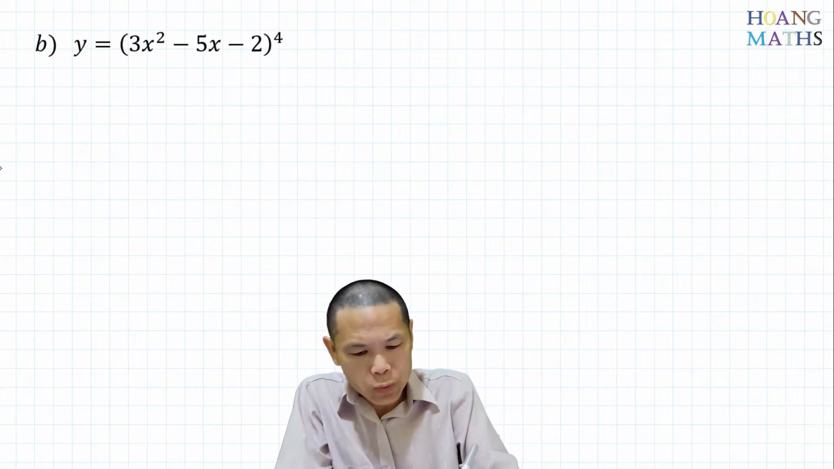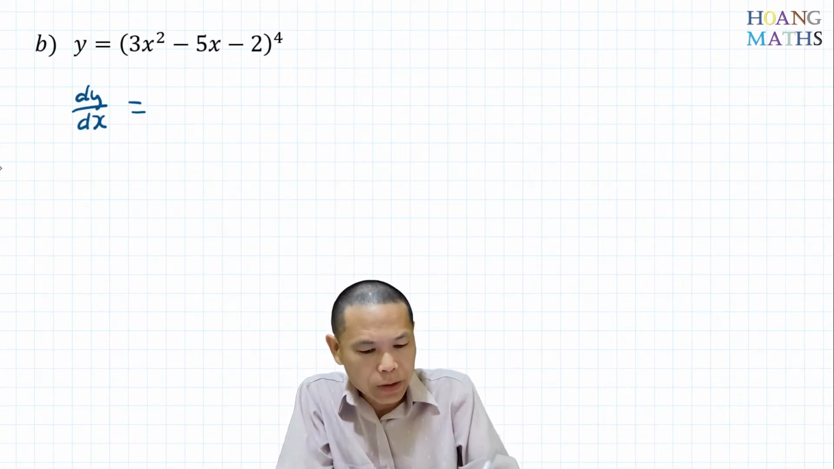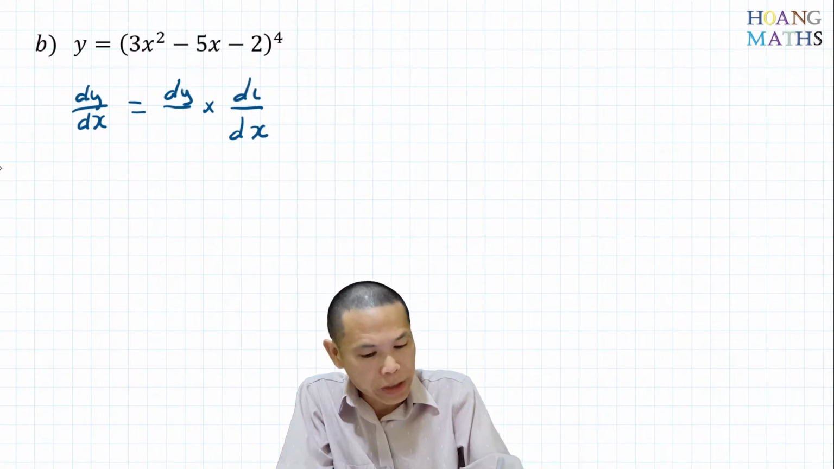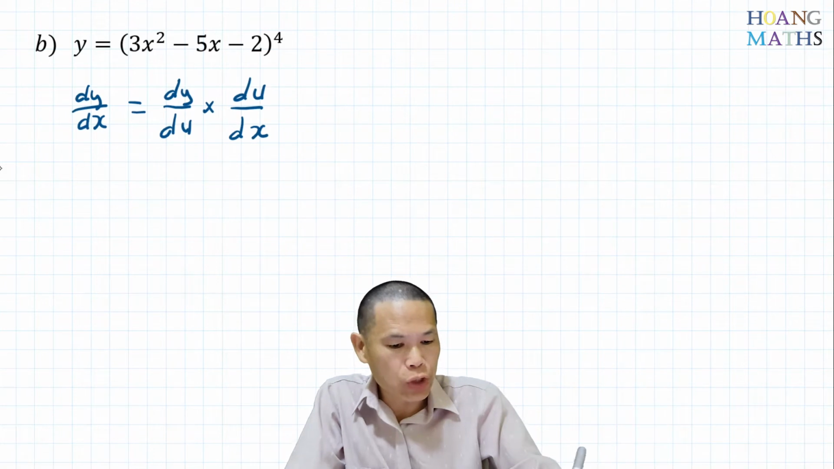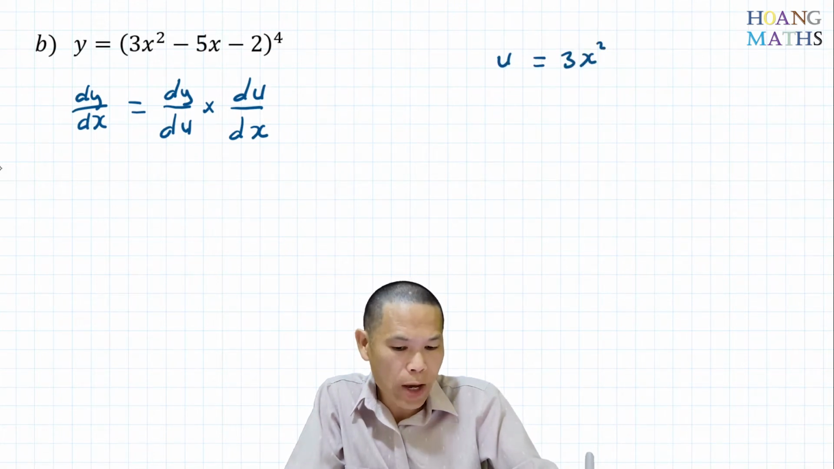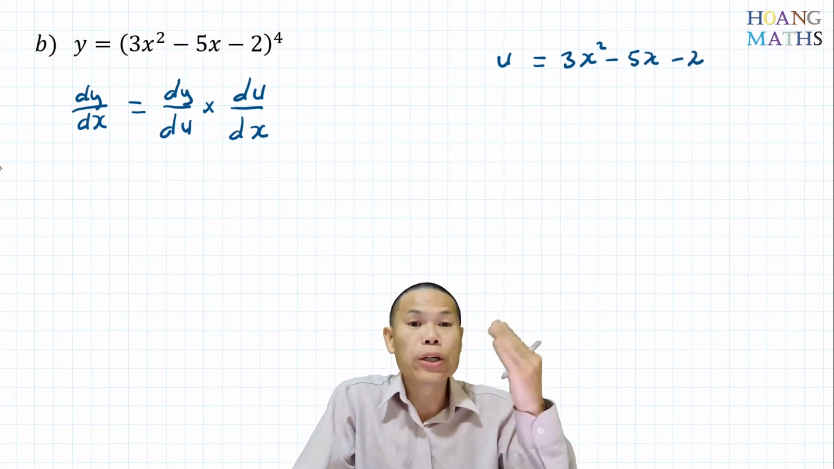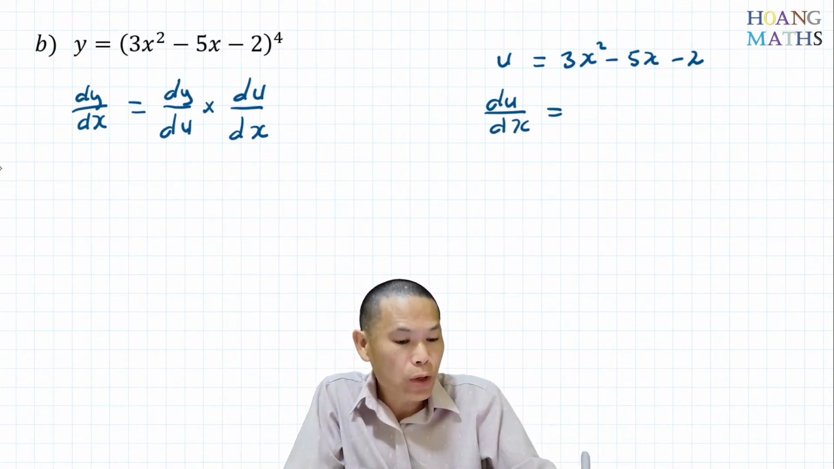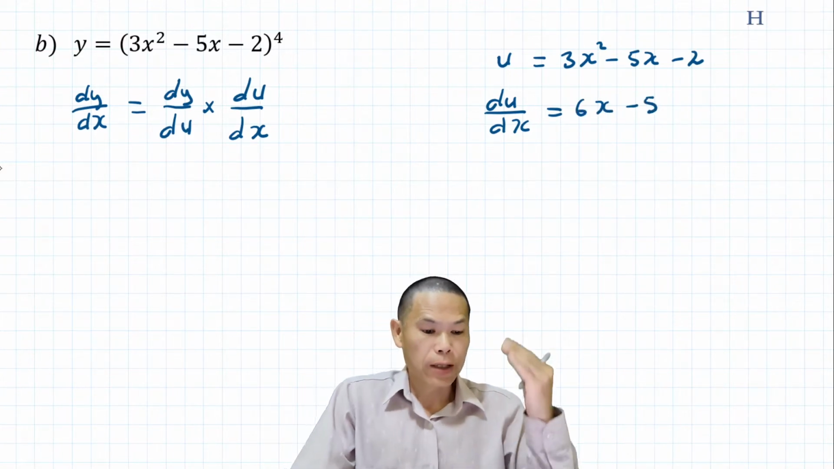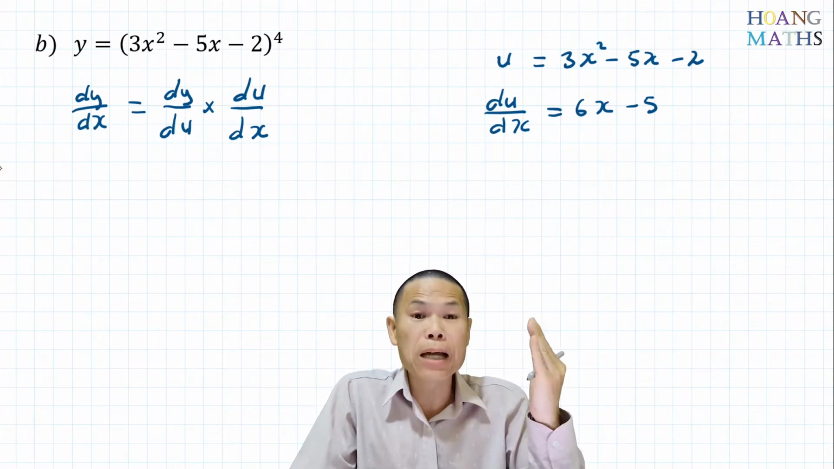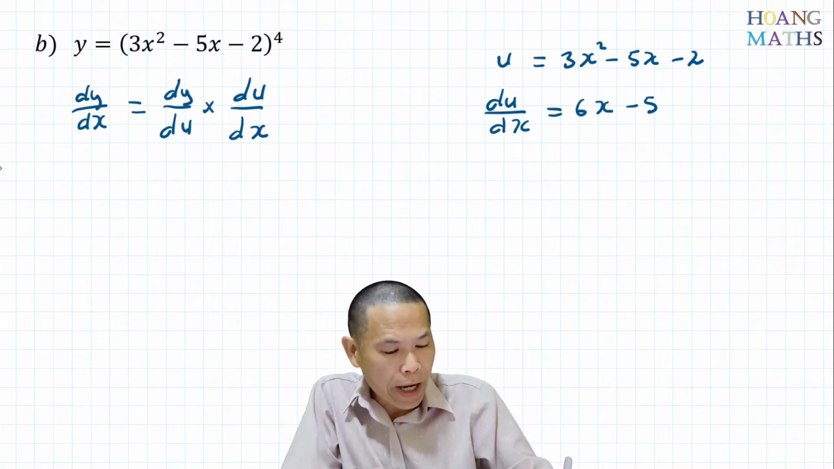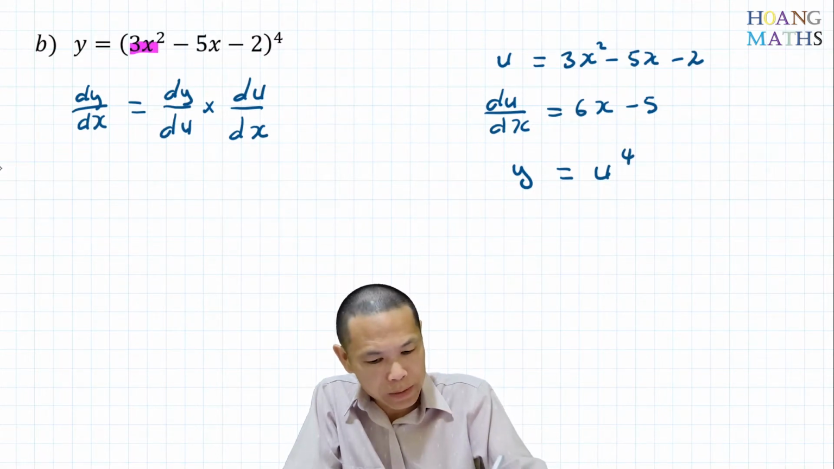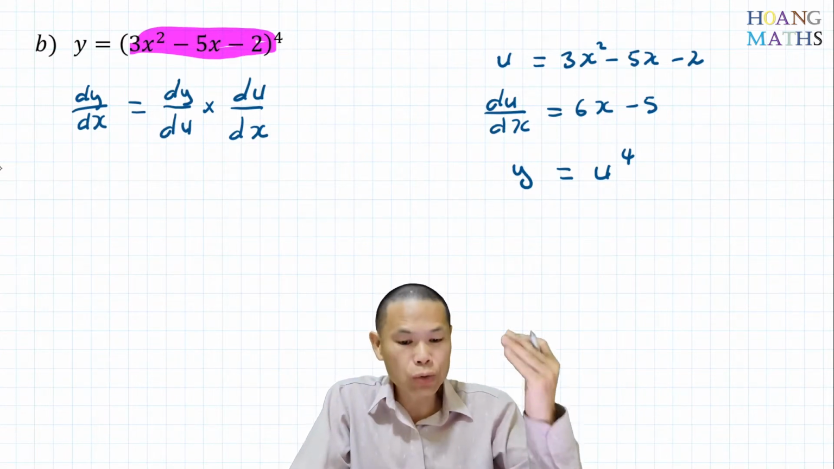Second one. First of all, we know that dy/dx is equal to dy/du times du/dx. Now we just substitute u is equal to 3x squared minus 5x minus 2. So now we differentiate u with respect to x. So du/dx equals 6x minus 5. Now we know that u is equal to 3x squared minus 5x minus 2, so y must be equal to u to the power 4, because u is this. So this becomes u to the power 4.